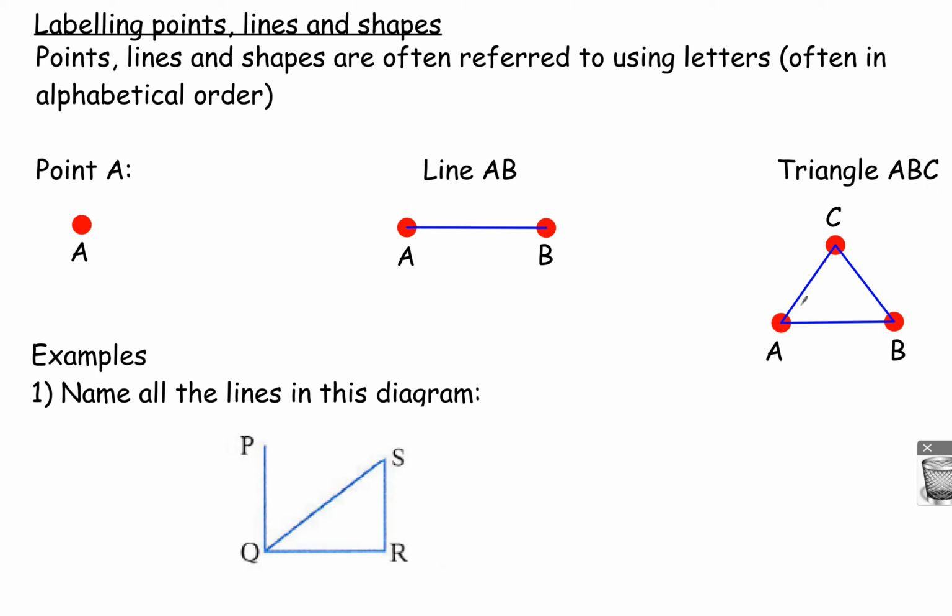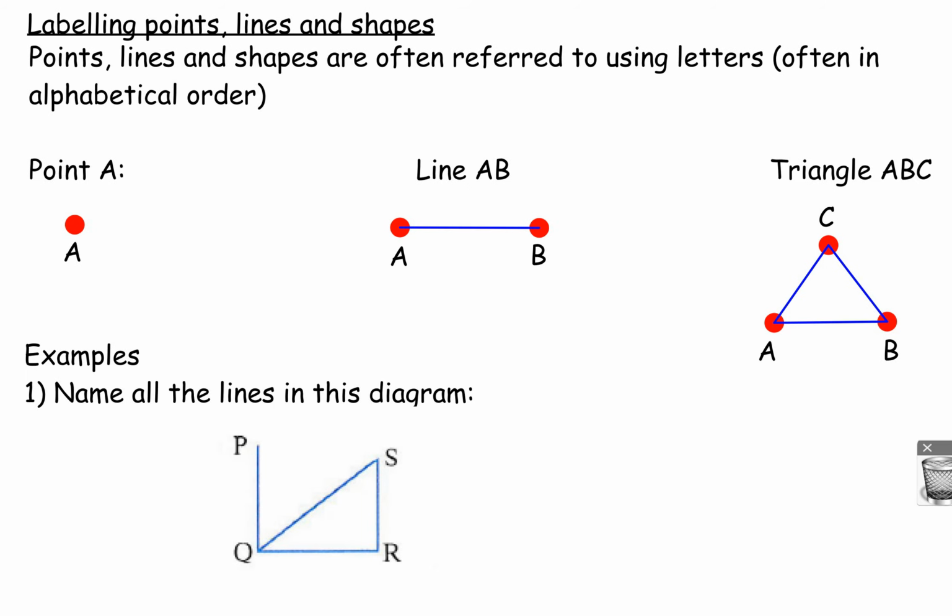When we have a shape, so here we have a 3-sided shape, which is a triangle. How we say a shape is that we may say it's the triangle ABC. You can see that these 3 lines are together to make this shape. You can call it triangle BCA, but again, as I mentioned, we tend to have them in alphabetical order. So that would be said as the triangle ABC.